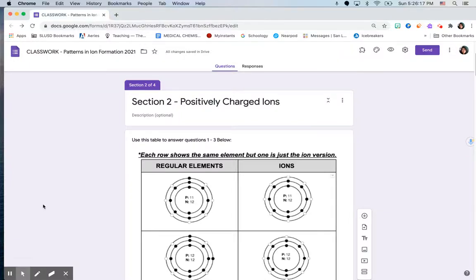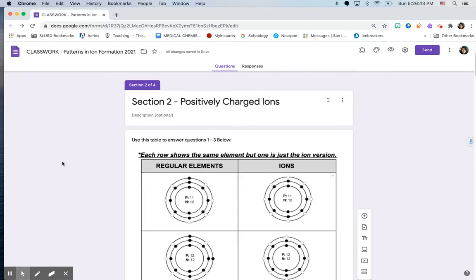All right, so in this video, we're going to go over what we are doing for this particular classwork. So the goal of this is to identify how we end up with these things called ions, where an element has an overall positive or a negative charge and what that means. And to do that, we're going to try to identify a couple of patterns.